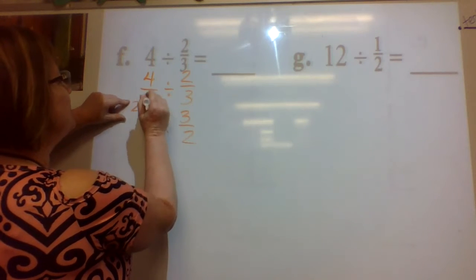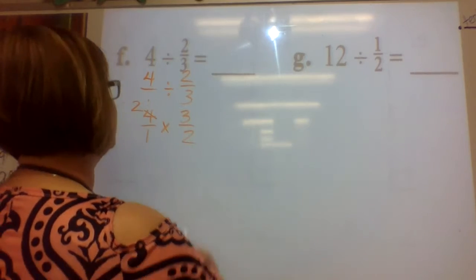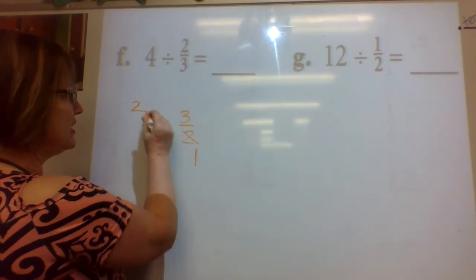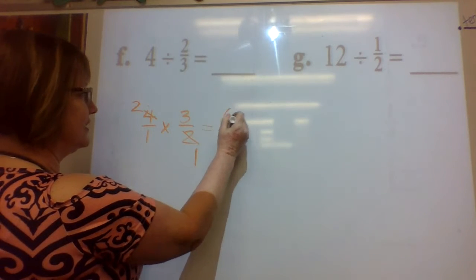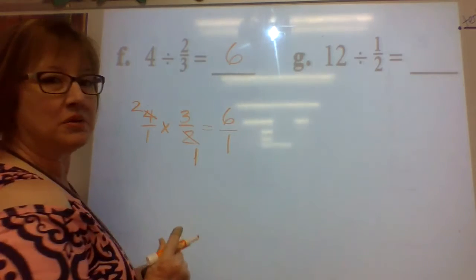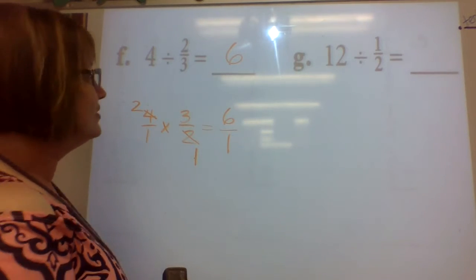Okay, 4 divided by 2 is 2. Let me get rid of this so you can see it better. 4 divided by 2 is 2. 2 divided by 2 is 1. 2 times 3 equals 6. 1 times 1 equals 1. And 6 over 1 equals 6 whole pizzas, right?